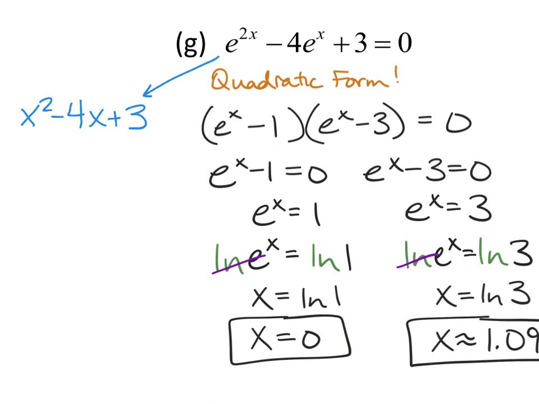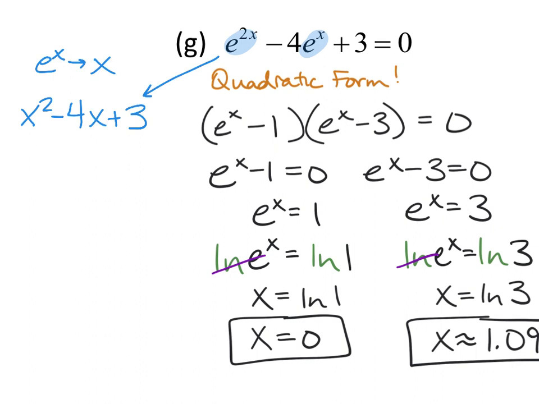The reason I know that this is the same is because all I've done is substitute e to the x as x. Notice this says 4 e to the x. I made that x. And e to the x squared is e to the 2x, so that's just x squared. So this is really just a quadratic where instead of x's, we're using e to the x's.